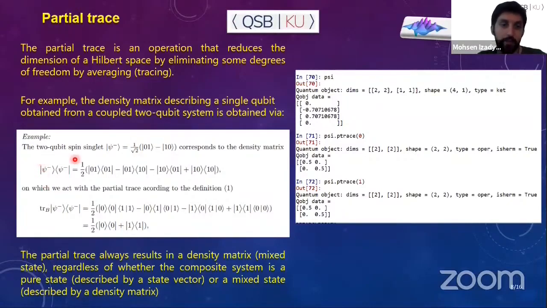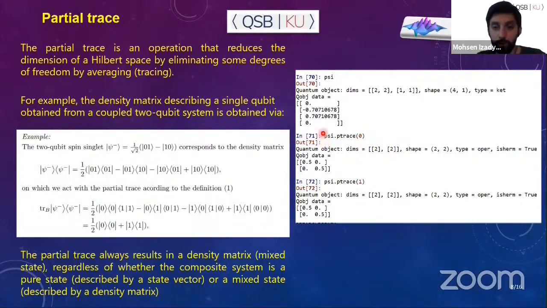For example, if we have a two-qubit spin singlet state like this one, I'm going to first introduce the density matrix for this state, and this is the density matrix. And then I'm going to find the partial trace. If I eliminate the B part, the system B, and trace over B, sorry, I should write the state first, this psi I introduced before. This is our state, and if I want to trace over the second system B, I should write here the 0, because we have two systems, 0 and 1.